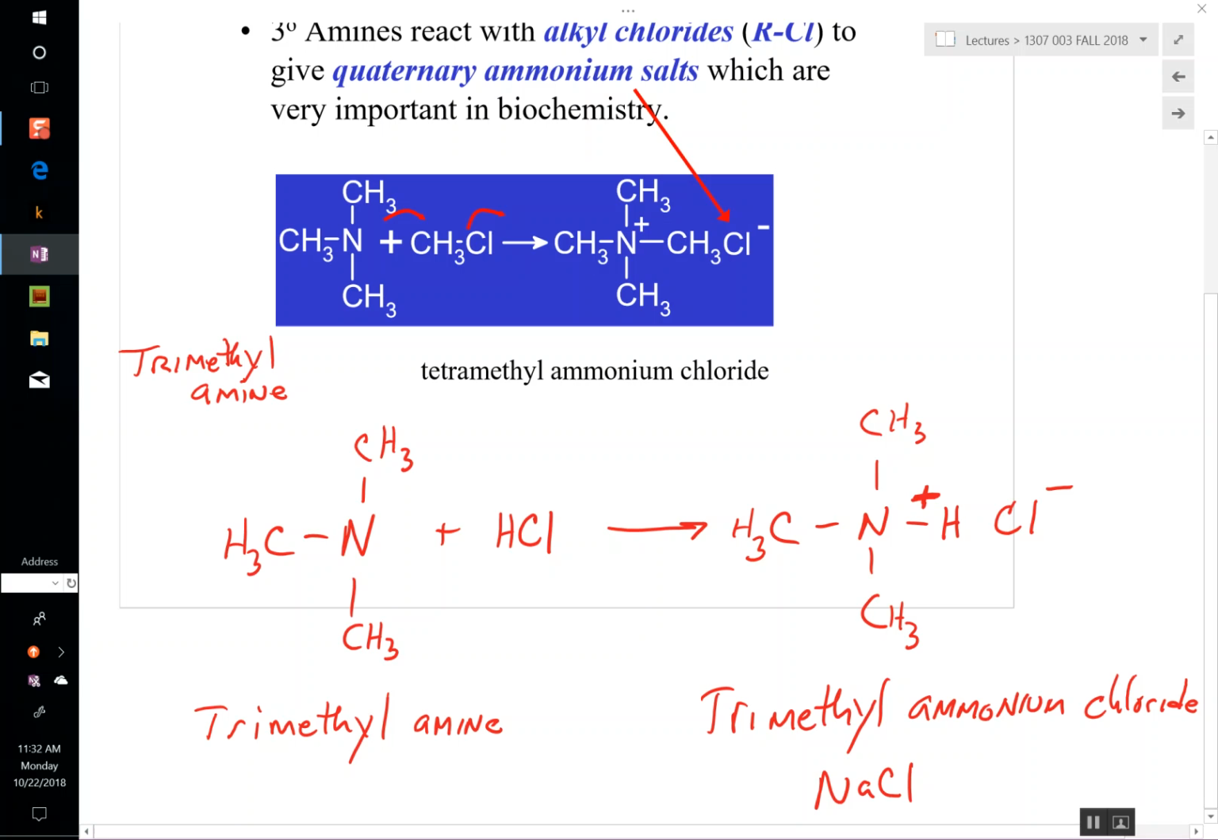But here is tetramethylammonium chloride. Here's your quat. 4 carbons around it. They don't have to be methyls, just 4 carbons onto that nitrogen. So since there's 4 carbons around there, it doesn't change into any kind of butyl. Butyl would be 4 carbons in a row.